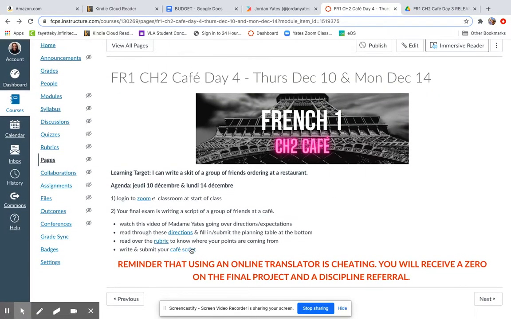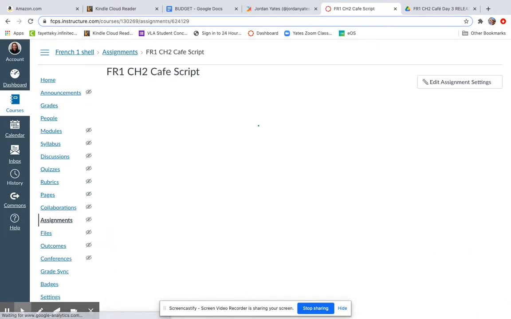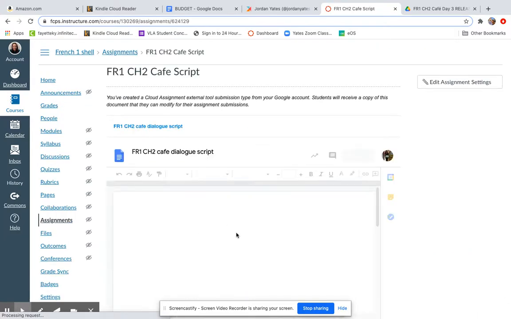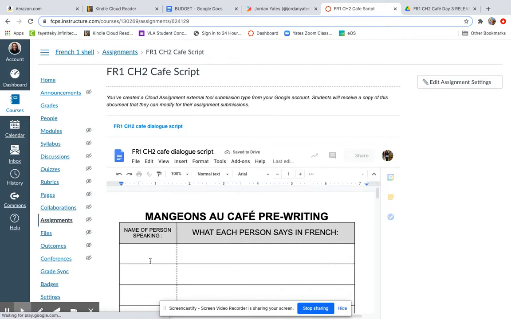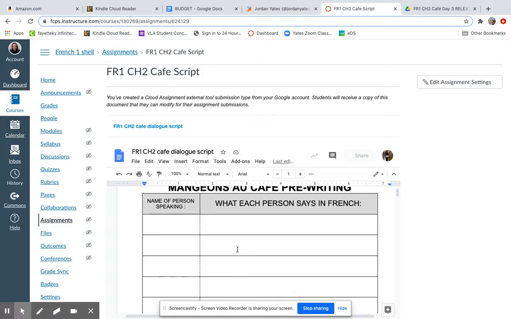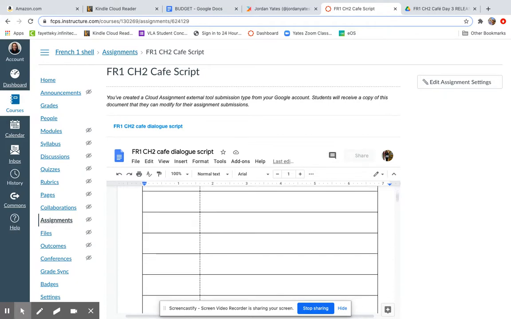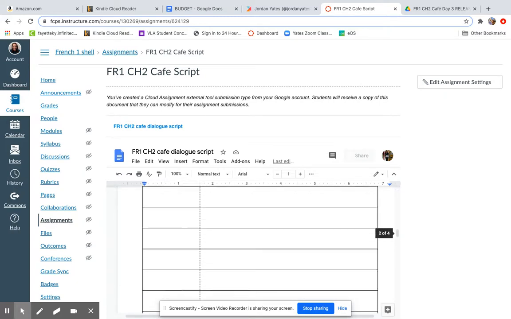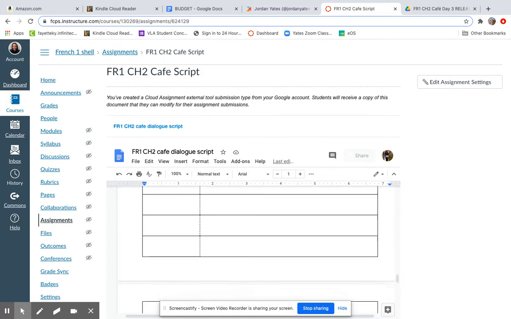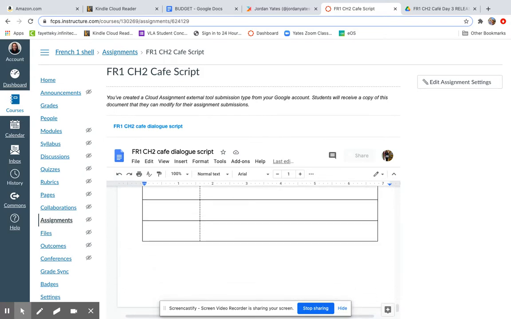And then you actually submit your lines right here where it says cafe script. This is where you're actually typing your script. Right here, you'll identify the person who is talking and then what they're saying. It may be useful to go through and give each person a different color font to help you keep track. That's fine. Then you scroll all the way down here. There are 60 lines on this script. But remember, a line does not have to be a sentence. A line can be me too. A line can be hello. A line can be bye. A line can be thank you. It's just a line, just like in a play.